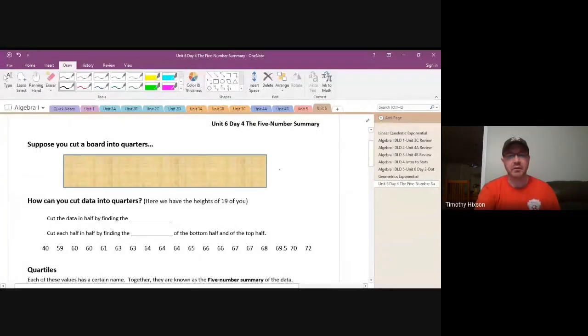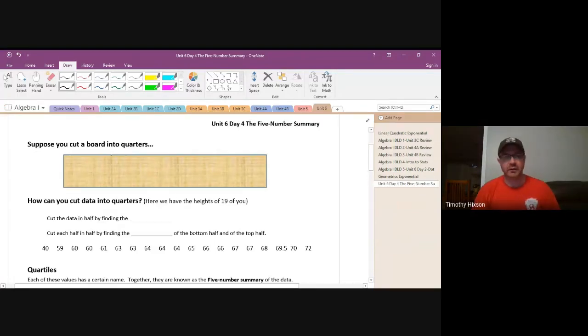Hey everybody, we're ready for our next lesson right now, and we're going to be looking at a little bit different way of looking at our data. Rather than just looking for a middle, we're going to be looking at ways to divide up data into quarters. So I'm going to work through some notes that you can see if you go to the PDF. I'm bringing them up here.